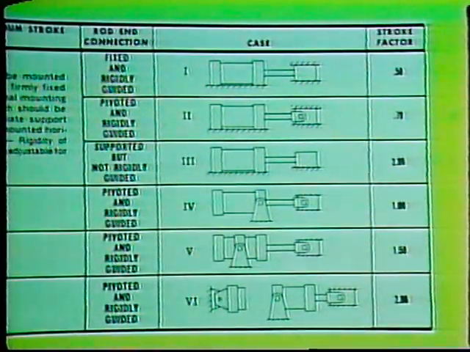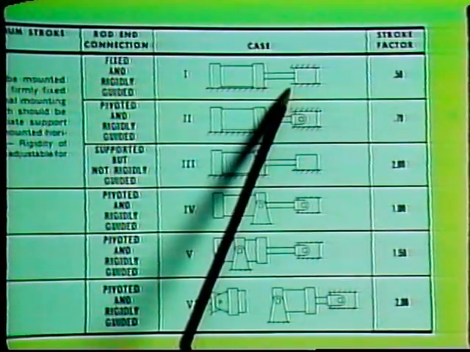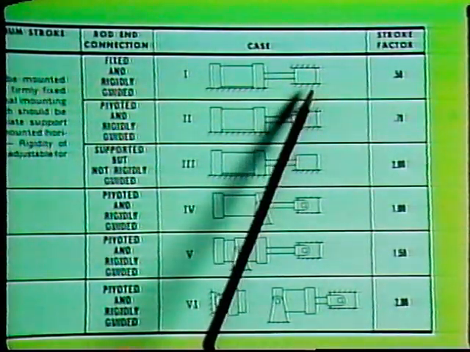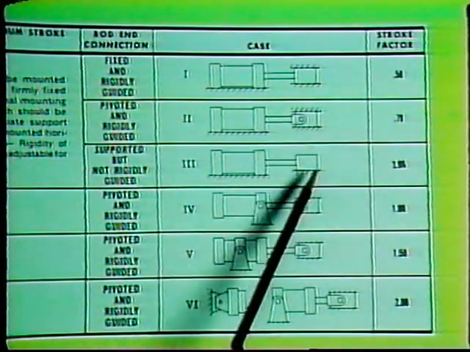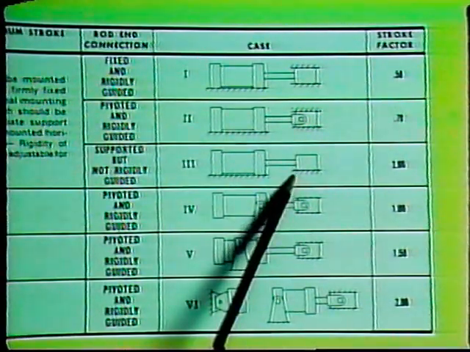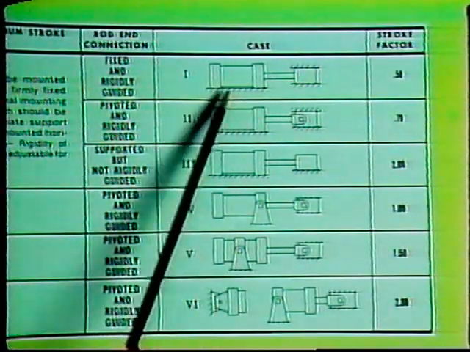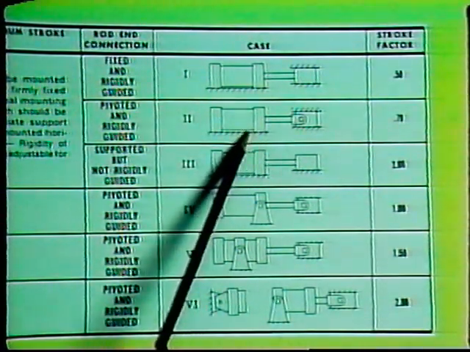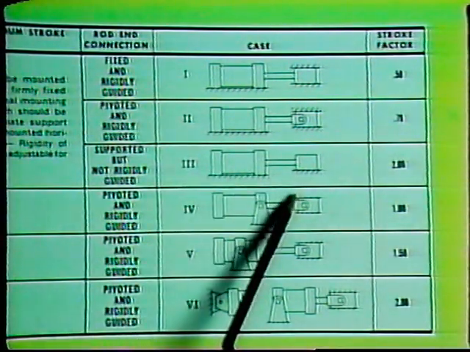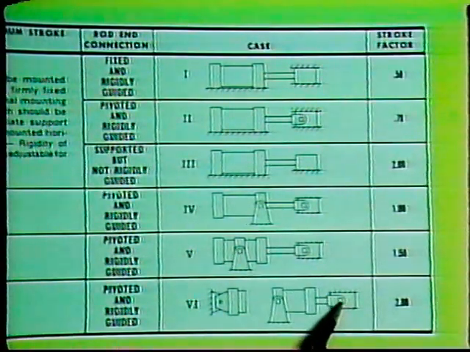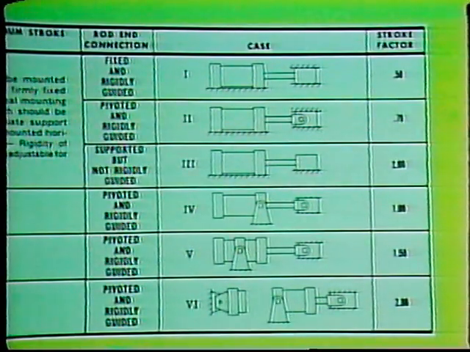Now, notice the 3 types of loads. A load can be fixed to the rod end and rigidly guided during the stroke. It can be pivoted on the rod end and rigidly guided, or it can be supported but not guided. The 3 different types of loads here on the top of our chart are connected to cylinders which have fixed mounts. These 3 on the bottom all have loads that are pivoted on the end of the piston rod, but they are connected to cylinders that use different mounting styles.